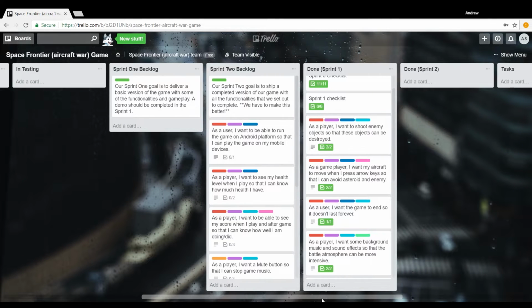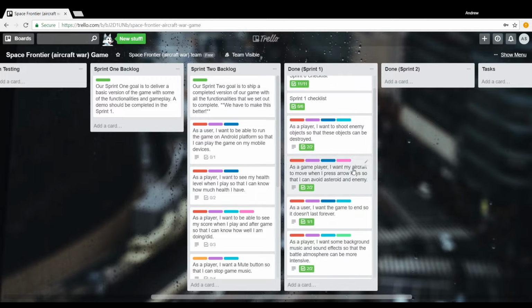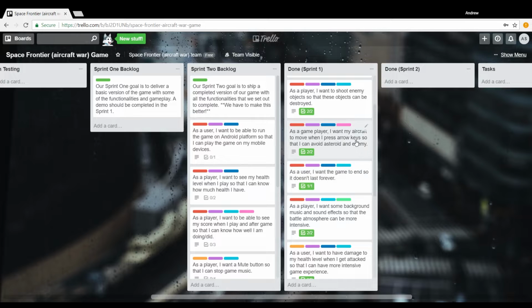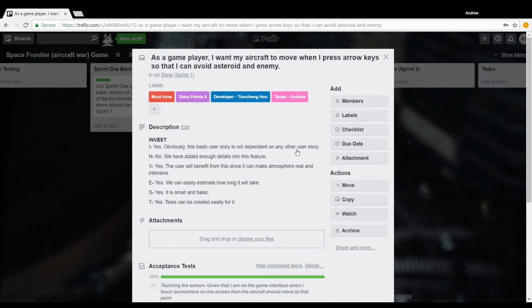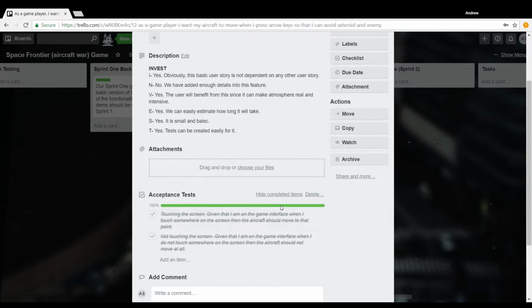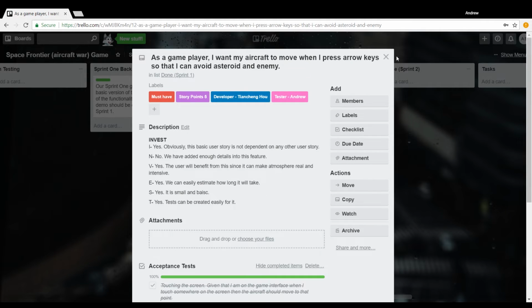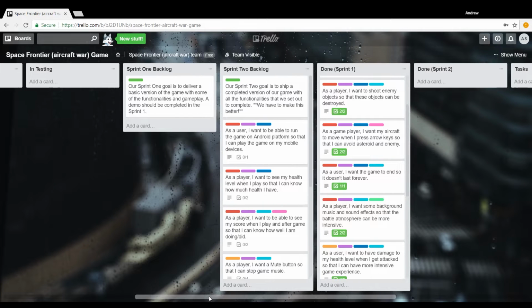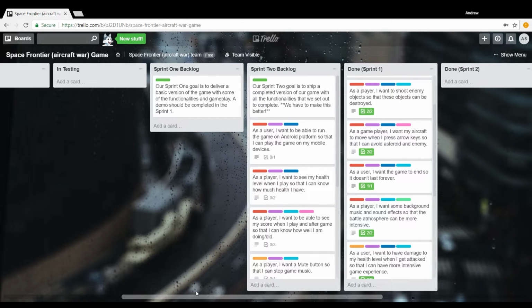These things included moving with the aircraft to avoid asteroids and enemies. We used an INVEST strategy, and we added all the user stories to the descriptions along with acceptance tests. Now, our goal was to deliver a bare bones and basic version of our game with a few functionalities and gameplay.